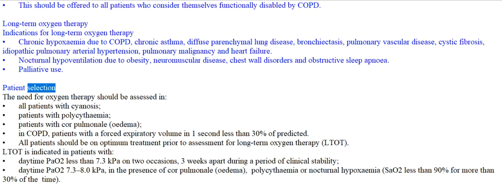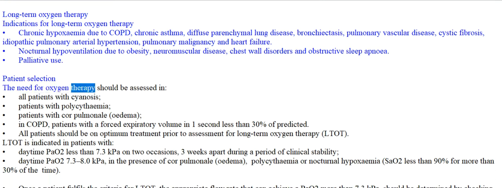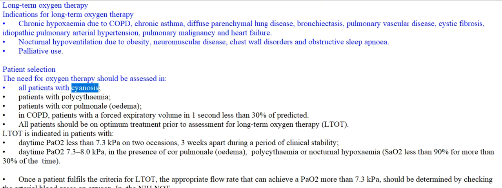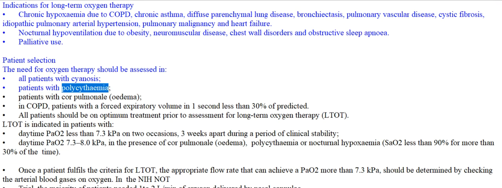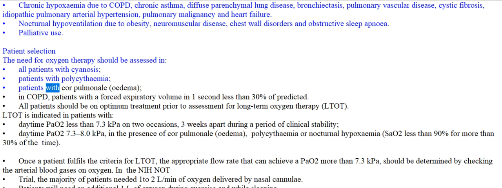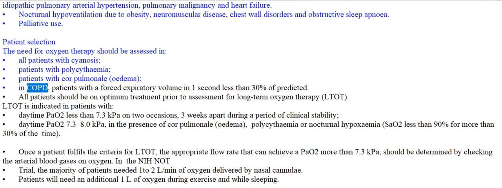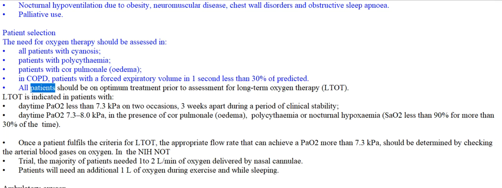Patient selection. The need for oxygen therapy should be assessed in all patients with cyanosis, patients with polycythemia, patients with cor pulmonale, edema. In COPD, patients with a forced expiratory volume in 1 second less than 30% of predicted. All patients should be on optimum treatment prior to assessment for long-term oxygen therapy, LTOT.